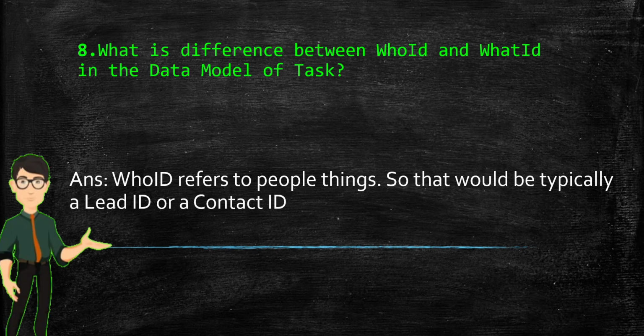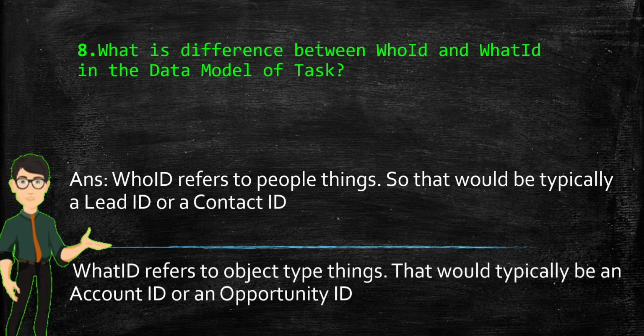So Who ID refers to people things, so that would typically be a Lead ID or Contact ID, and What ID refers to object type things, which would typically be an Account ID or Opportunity ID. Like this we can refer to the object type, whether it's a standard object or a custom object. But Who ID refers to people things, like Lead ID and Contact ID, it is the type of people. It is a type of owner of that, you can mention it like that.